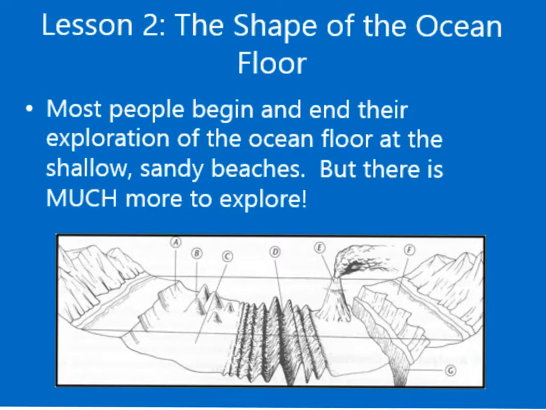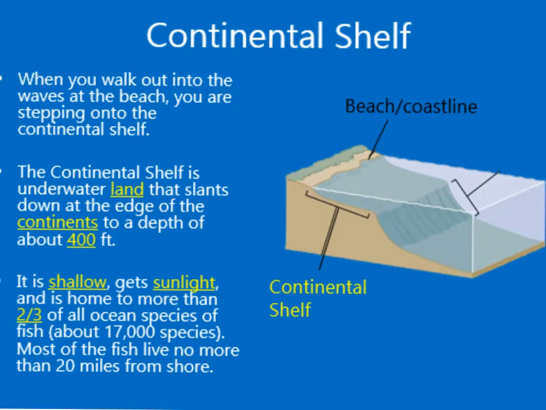Let's start with the continental shelf. When you walk out into the waves at the beach, you are stepping onto the continental shelf. The continental shelf is underwater land that slants down at the edge of the continents to a depth of about 400 feet. It is shallow, it gets sunlight, and it is home to more than 2/3 of all ocean species of fish. That's about 17,000. Most of the fish live no more than 20 miles from shore.